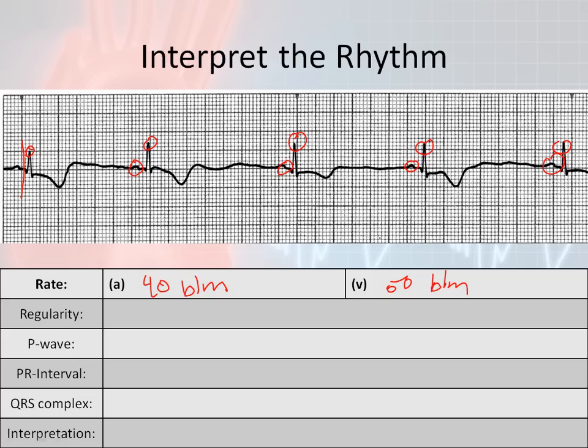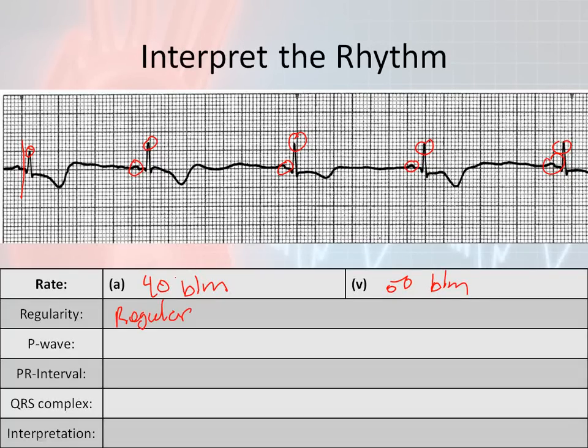The reality is it looks like these P waves are all married to the QRSs. The only reason I have a 40 and a 50 here is because the 6-second method throws it off. If I were to do the 1500 or the 300 method, I guarantee you it'll all come out to be the exact same heart rates. If I were to look at the regularity of the rhythm and use calipers, a piece of paper, or count the little boxes, I would find that the rhythm is actually regular.